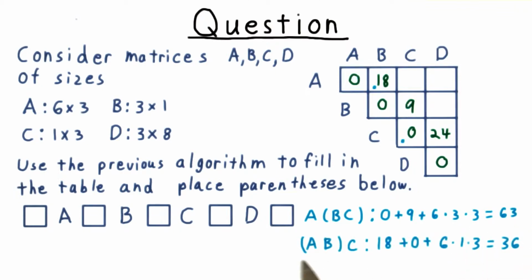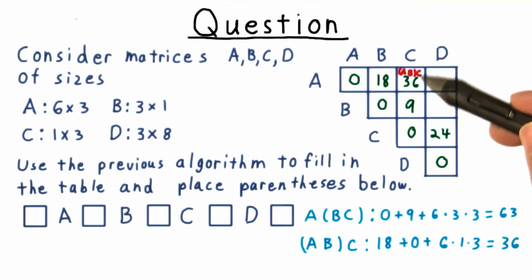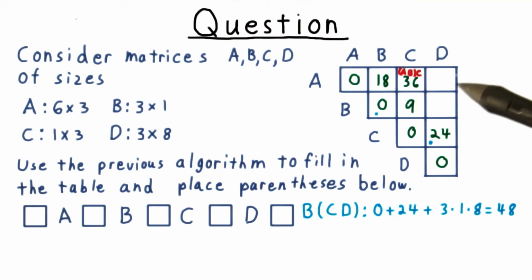The other partition, AB times C, has cost 18 for AB, 0 for C, and 6 times 1 times 3 for combining the products, for a total of 36. That ends up as the smaller of the two possibilities, so we'll go ahead and write that information in the table here. Now we move on to the other entry along this diagonal, the one for the product BCD.